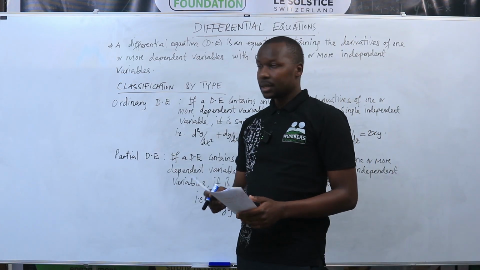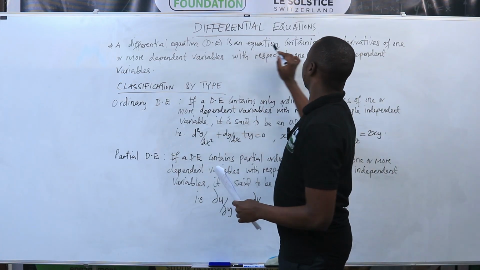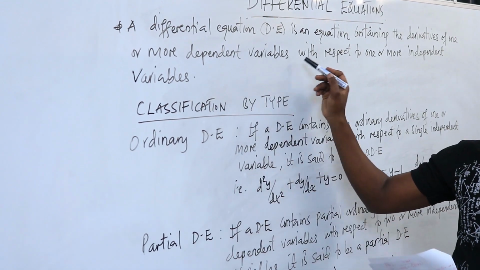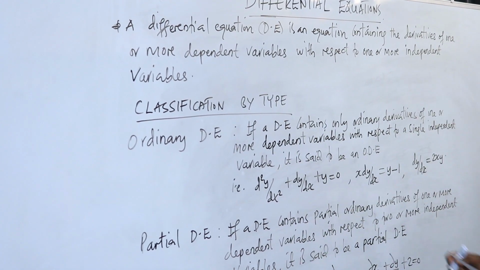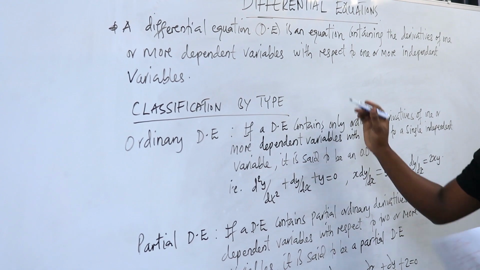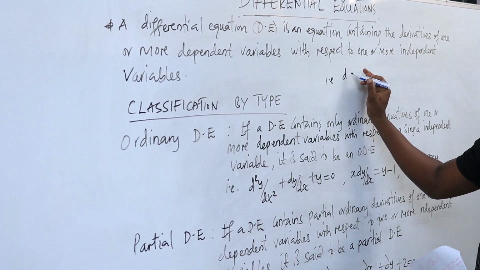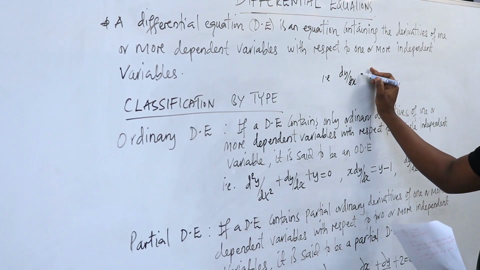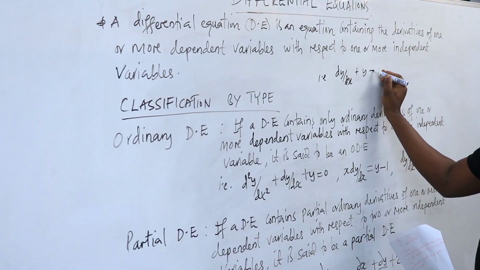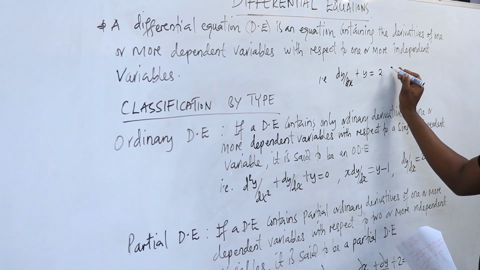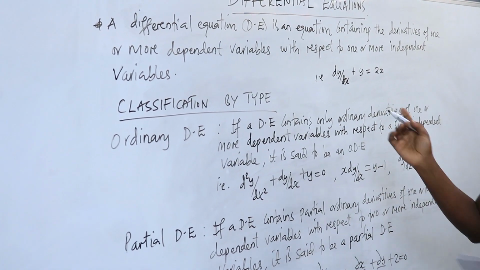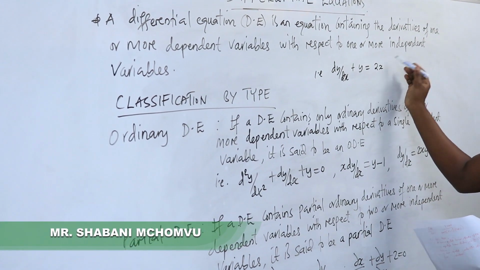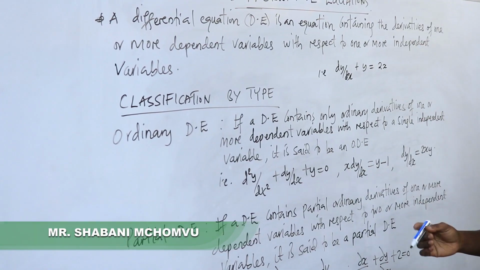A differential equation is an equation containing the derivatives of one or more dependent variables with respect to one or more independent variables. That is, for example, dy/dx + y = 2x. That's a differential equation where we can see the independent variable x and the dependent variable y.